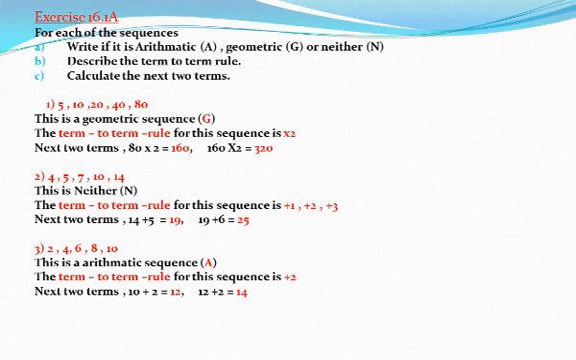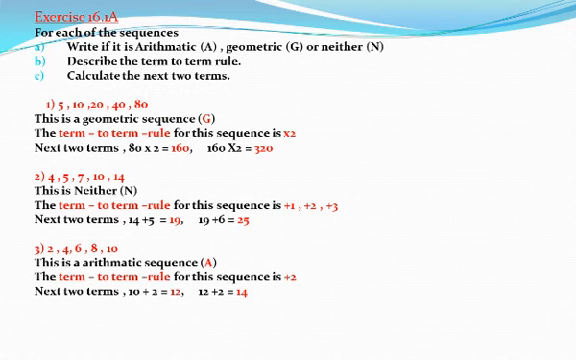The next question, 4, 5, 7, 10, 14. First term is 4, second term is 5. 4 plus 1 is 5. 5 plus 2 is 7. 7 plus 3 is 10. 10 plus 4 is 14. That means we cannot find any common difference between the terms, and there are no common ratios. So, this is not an arithmetic sequence or a geometric sequence. So, we can write N, neither. The term-to-term rule for this sequence is plus 1, plus 2, plus 3, plus 4.